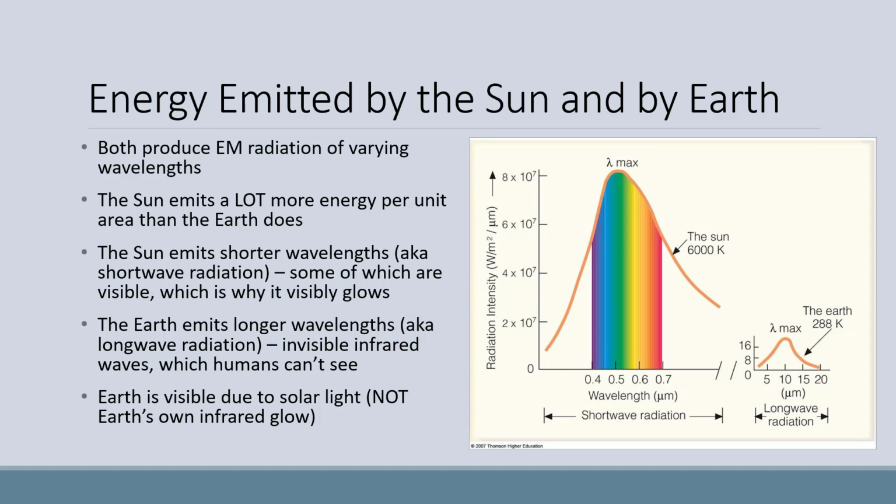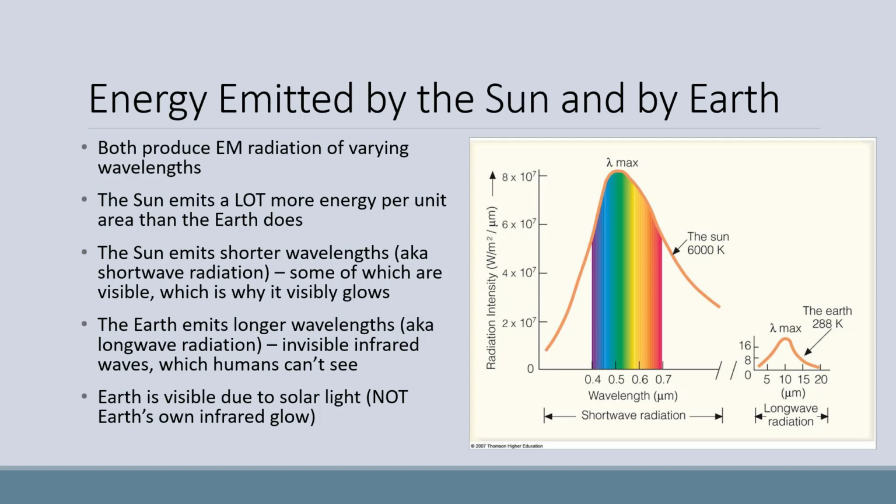The Sun emits shorter wavelengths, aka shortwave radiation, some of which is visible, which is why it visibly glows. The Earth emits longer wavelengths, also known as long-wave radiation. These are invisible infrared waves, which humans cannot see. That means that Earth is visible due to solar light, not because of Earth's own infrared glow.